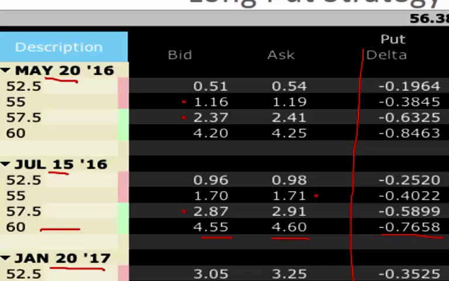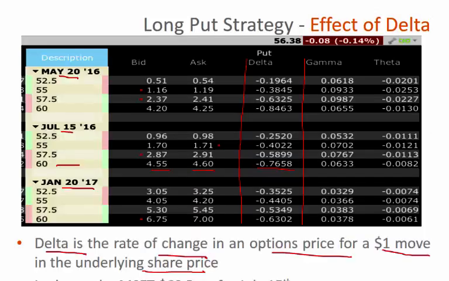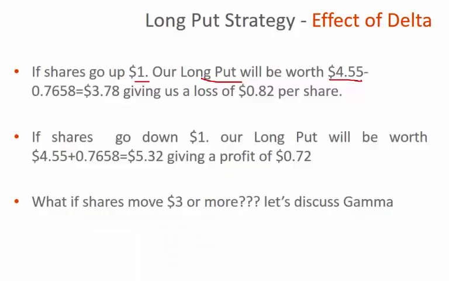So let's work out what all of that means for a $1 move in the share price. So if the shares go up $1, our long put will be worth 4.55. So where are we getting the 4.55 from? Well, the 4.55 is the bid price for Microsoft. So if you're ever going to sell something that you own, you're only going to get the bid price. So it's 4.55 minus the delta amount, which was 0.7658, giving us a new value for the option of 3.78 and a loss of 82 cents per share. Because remember, we bought that option for 4.60. And because the share price actually went up, the value of our option went down because the delta was negative.